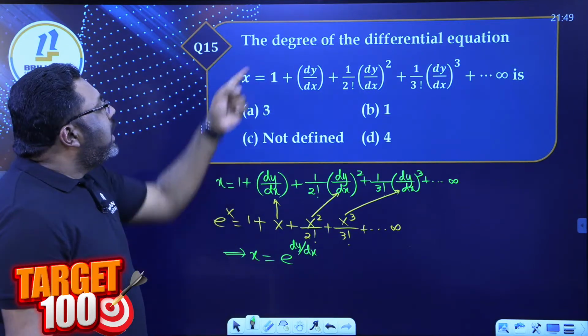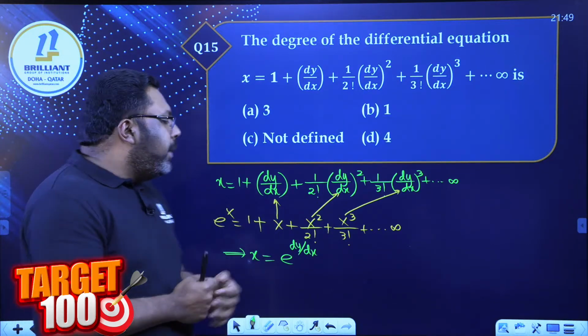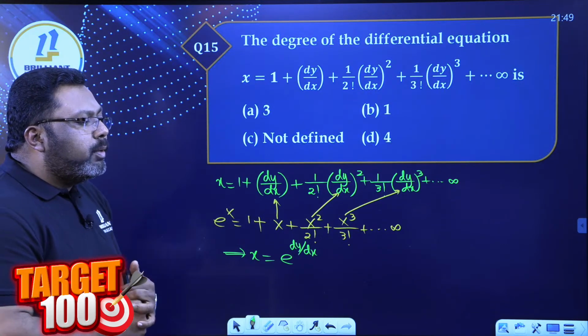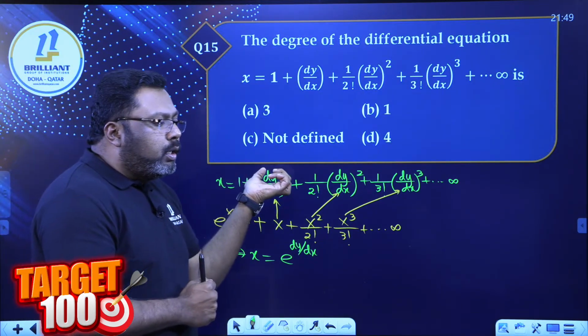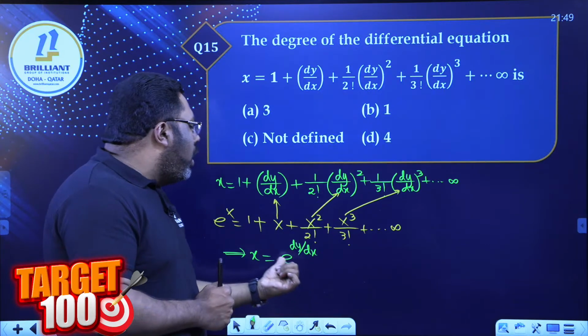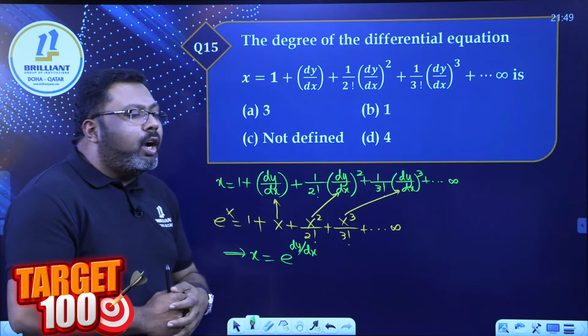Now can anyone tell me what's the degree of this differential equation? Quick, let's not waste time. Quickly, you can give the answers. What's the degree of a differential equation where the dy by dx sits on a non-polynomial form e? I expected many of you will say option C, not defined.